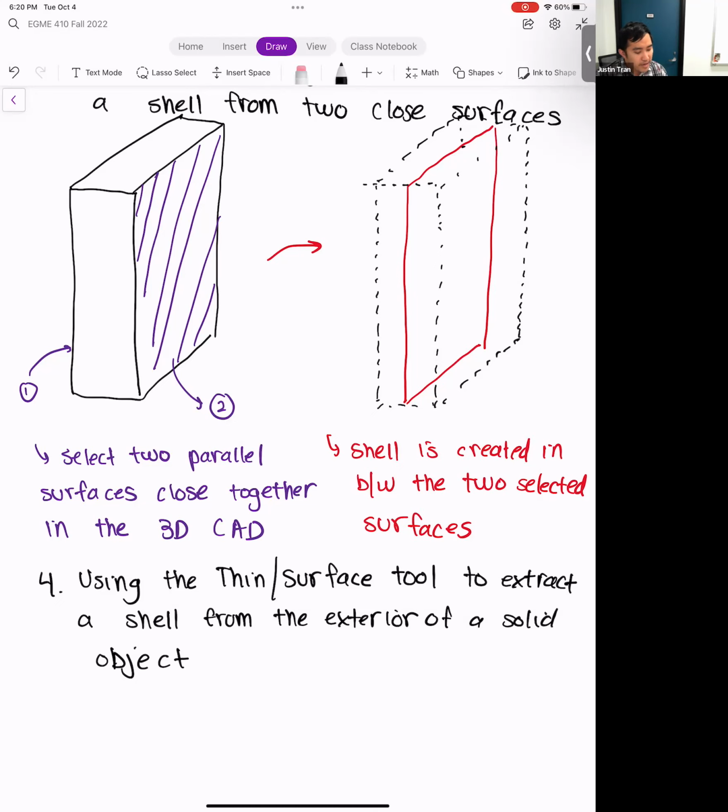And so the way the last method works is that you're going to start with a solid object, very similar to method 3. Except instead of creating a surface in between, what we're saying is I just want the exterior of this to be just a thin shell.